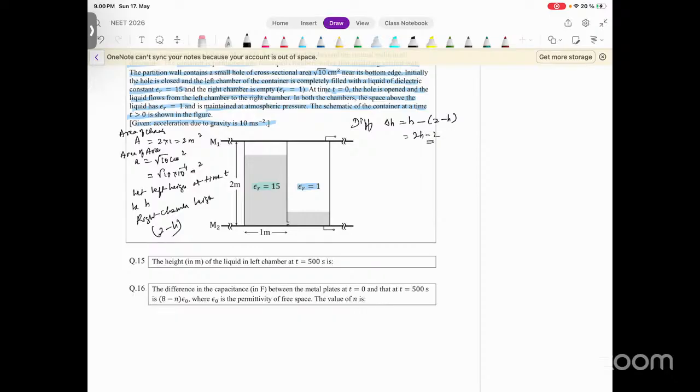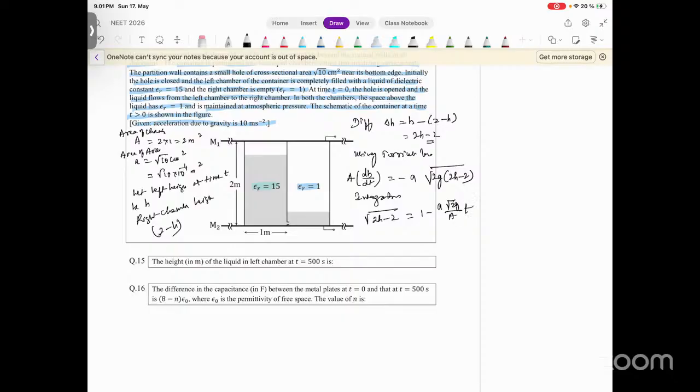Now we can use Torricelli's theorem, because liquid has been flowing out. So using Torricelli's law, A into dH divided by dt will be equal to minus a into root of 2g into (2h minus 2). Now integrating on both sides, we get root of (2h minus 2) equals 1 minus a into root 2g divided by A into time t.